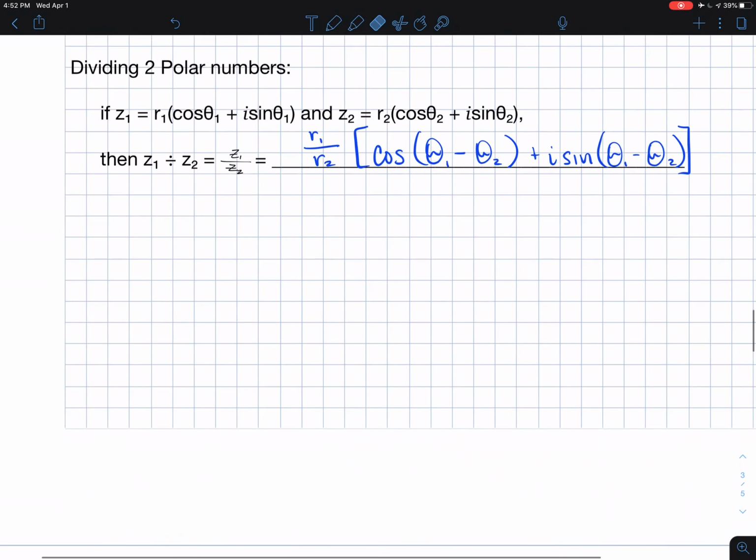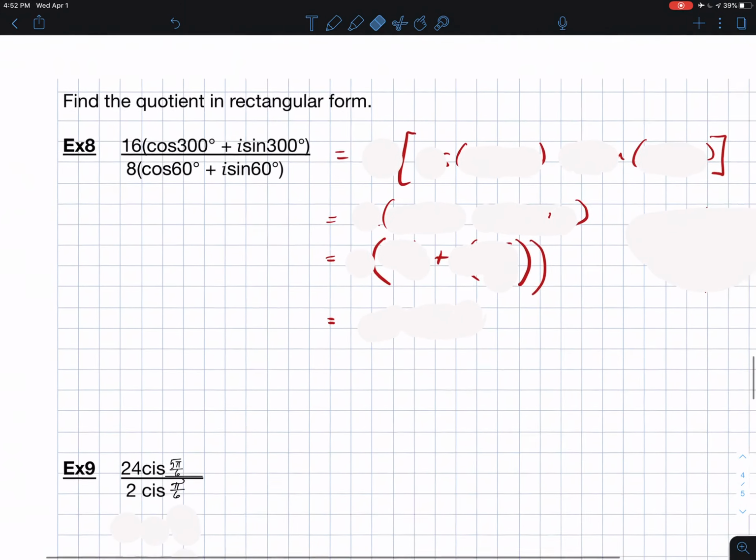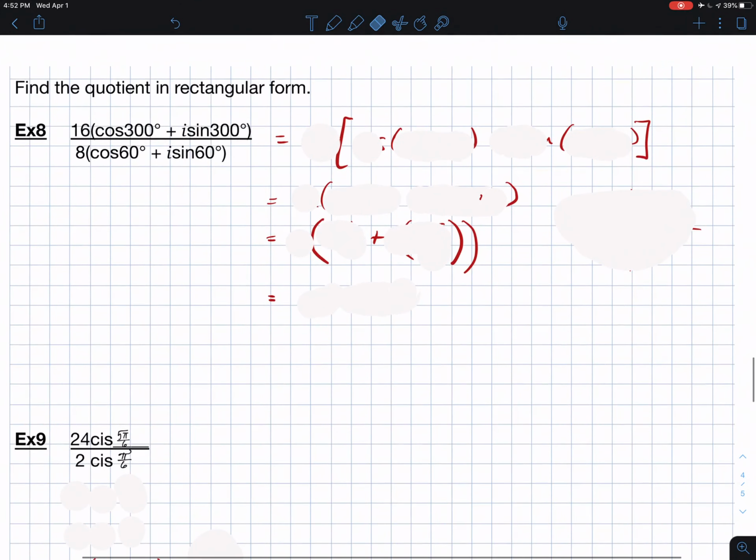Dividing polar numbers is very, very similar to multiplying. So you'll notice that now I'm dividing my radii and I'm subtracting my thetas. That's really the only difference. So let's jump right on into the next example, example number 8. The first thing that I want to do is divide my radii. So 16 divided by 8 is 2. And then I'm going to subtract my thetas.